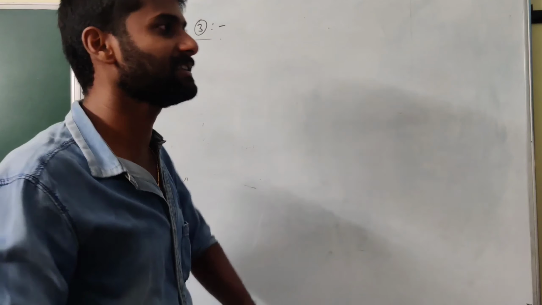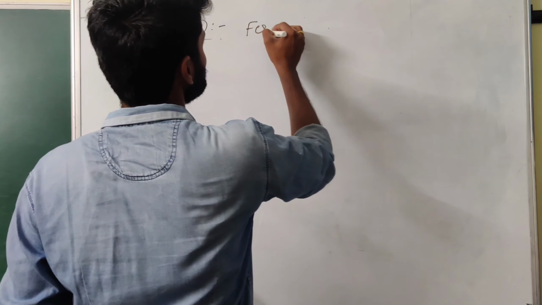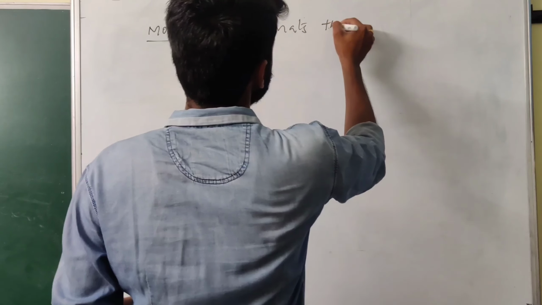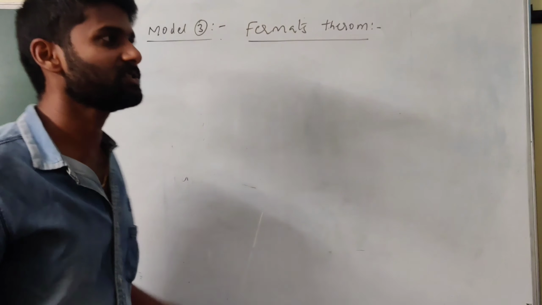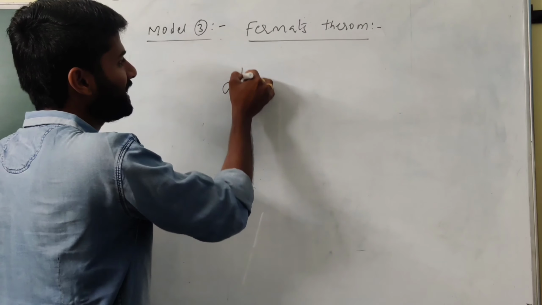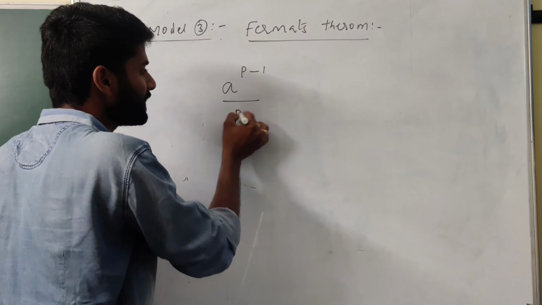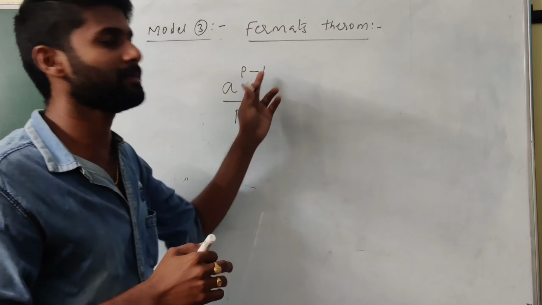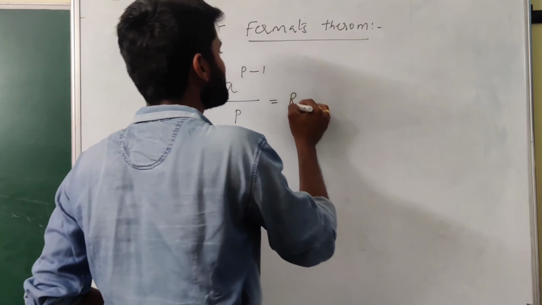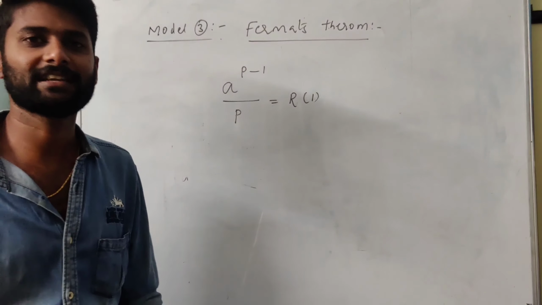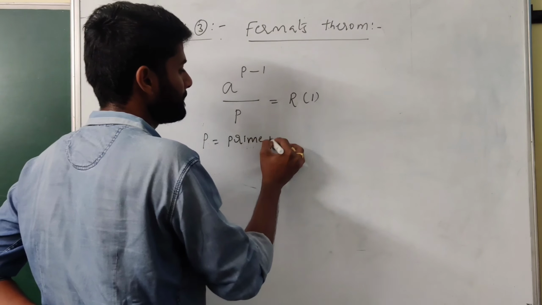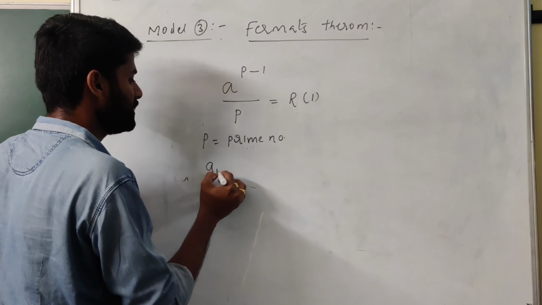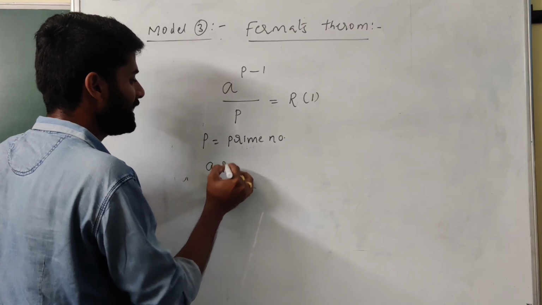So the next model in the remainder theory is Fermat's theorem. See, these are the different calculations and questions we are getting from this theory. This theory says that any number in the form of a^(p-1) divided by p always gives remainder 1. Then what are the terminologies? If p is a prime number, and we need to satisfy another rule: a and p must satisfy the concept of co-prime numbers.